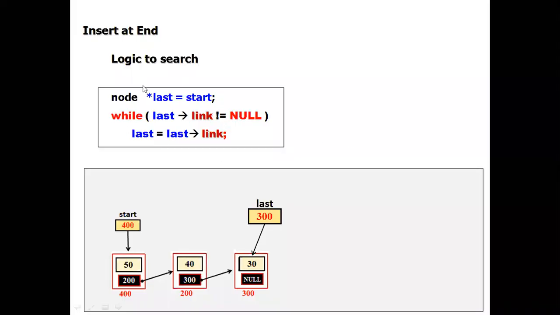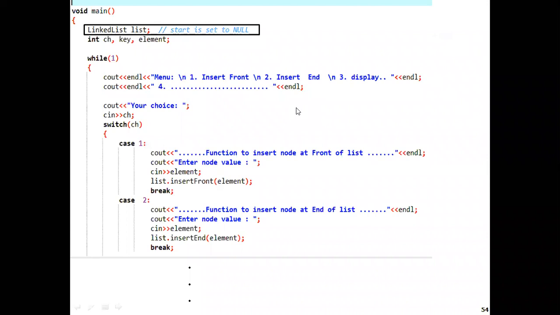So you can remember this code. This code is responsible for setting the last pointer to the last node. So we will not repeat this code once again in the program. We just understood that this code will make sure that last is pointing to the last node. Now we'll start from the beginning.